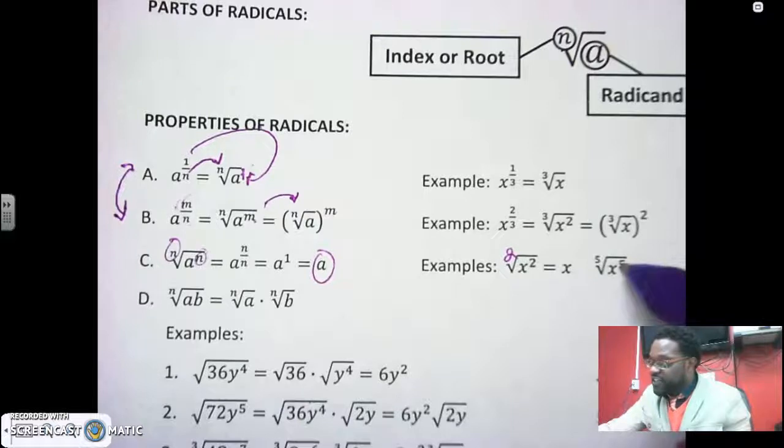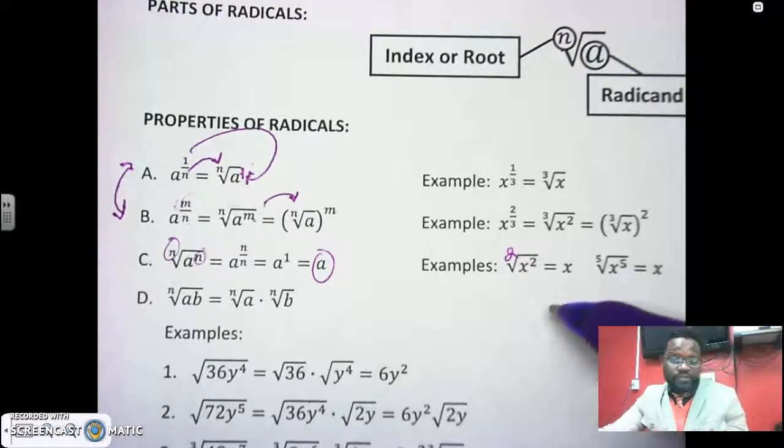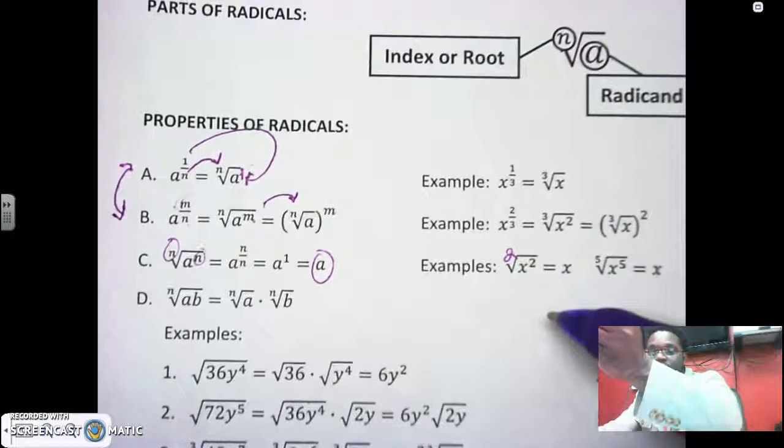Here's a 5 here. And since the index is 5 and the exponent is 5, the answer is just x. It's always just the radicand without the radical. Without the radical. A lot of people make that mistake and they'll keep the radical.